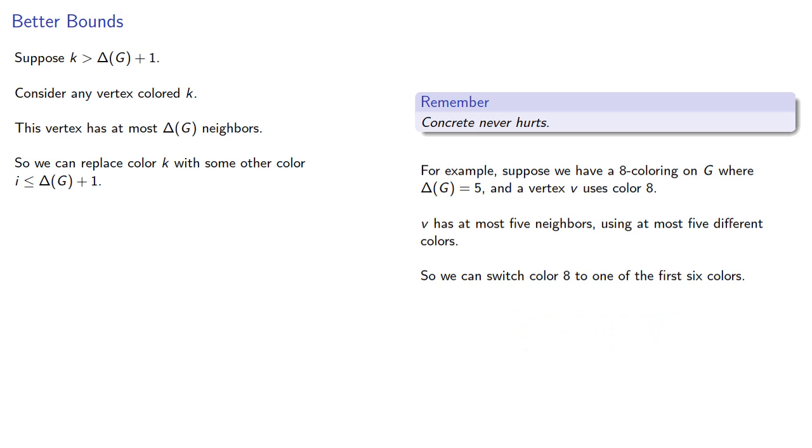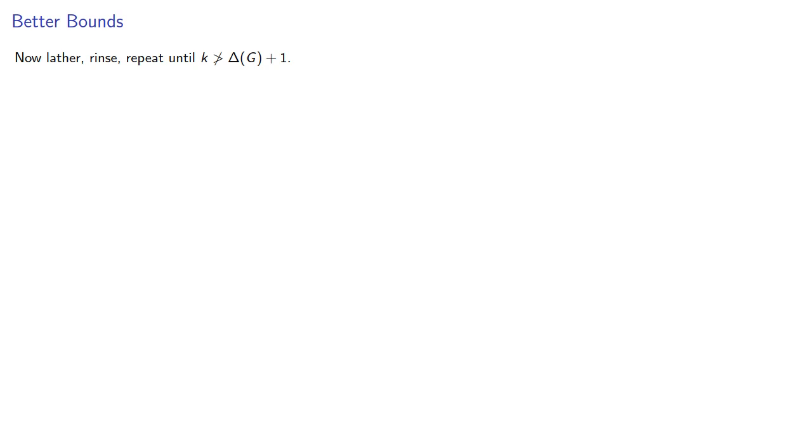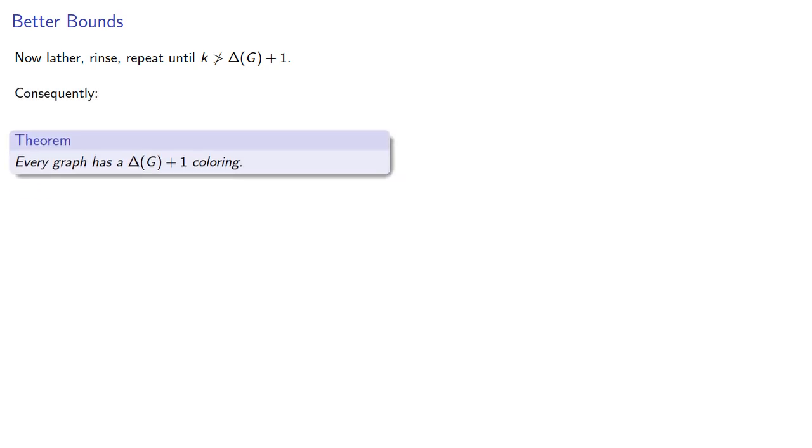What this means is that we can always swap out that kth color. So if we do this for all vertices colored k, we no longer need the kth color, and we obtain a k-1 coloring. Now lather, rinse, repeat until k is not greater than Δ(G) plus 1. Consequently, every graph has a Δ(G) plus 1 coloring.